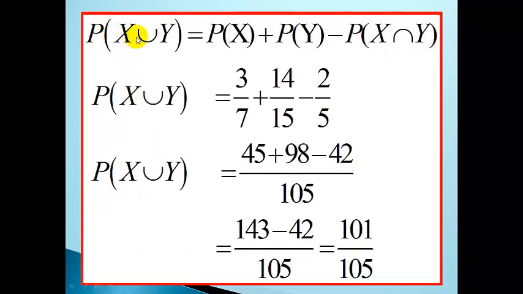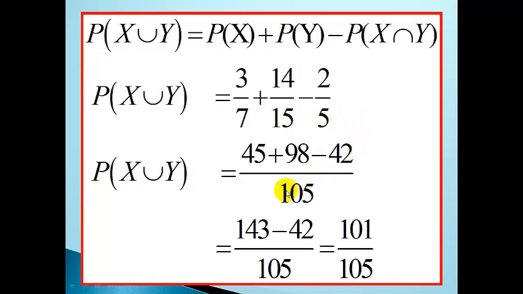Now probability of X union Y. Probability of X union Y is equal to probability of X plus probability of Y minus probability of X intersection Y. So probability of X union Y is equal to 3 over 7, that is probability of X, plus 14 over 15, that is probability of Y, minus 2 over 5, that is probability of X intersection Y. Now, if you have 3 over 7 plus 14 over 15 minus 2 over 5, this is what we are simplifying. This is addition and subtraction.